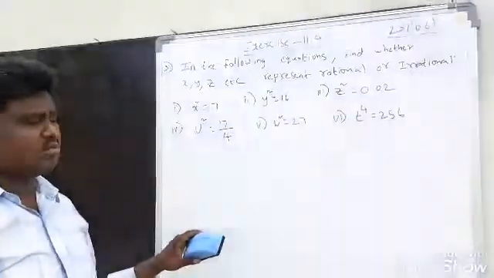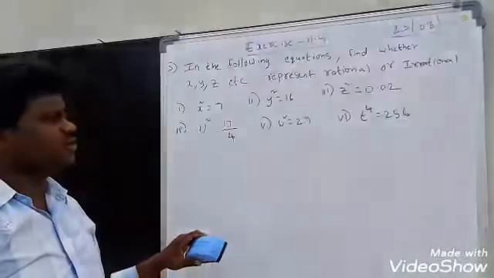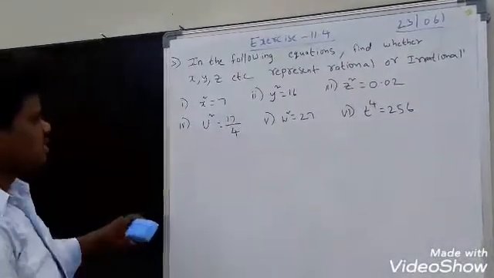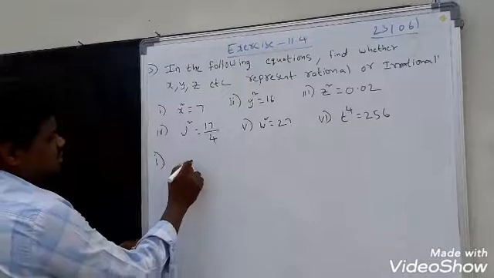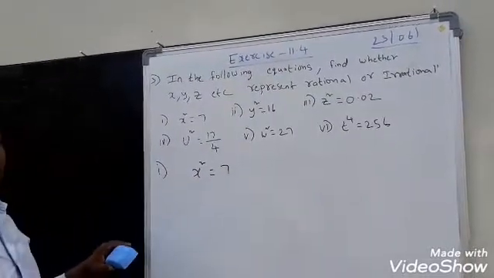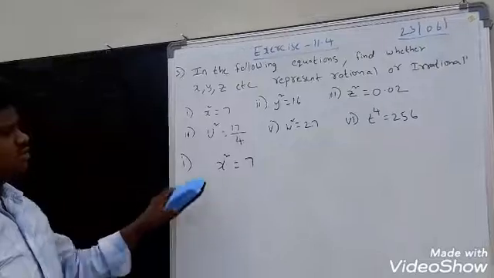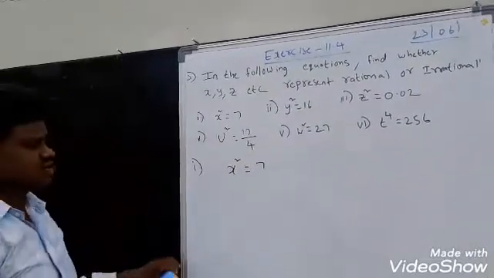What is called an irrational number? A number which cannot be expressed in the form of p by q is called an irrational number. So, the first one: x square equal to 7. What is the number whose square gives 7? They are asking that.